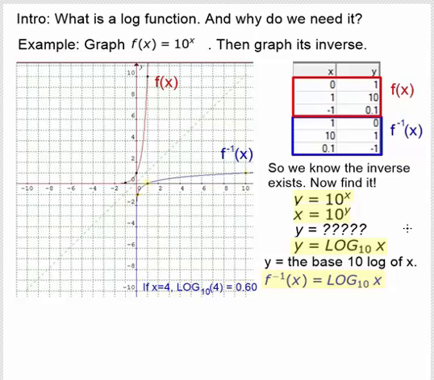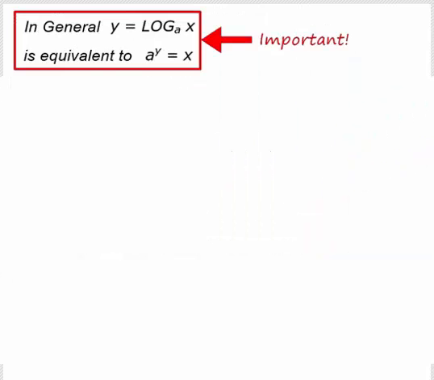It's the LOG key. If we take 4 and plug it in a calculator and do the log, we get 0.60. (4, 0.60) is this point right here in red, and it follows our graph of the inverse function. We could have graphed the inverse by using our log function key on our calculator. In general, y equals the base a log of x is equivalent to a to the y equals x. And this is a really important relationship to memorize.